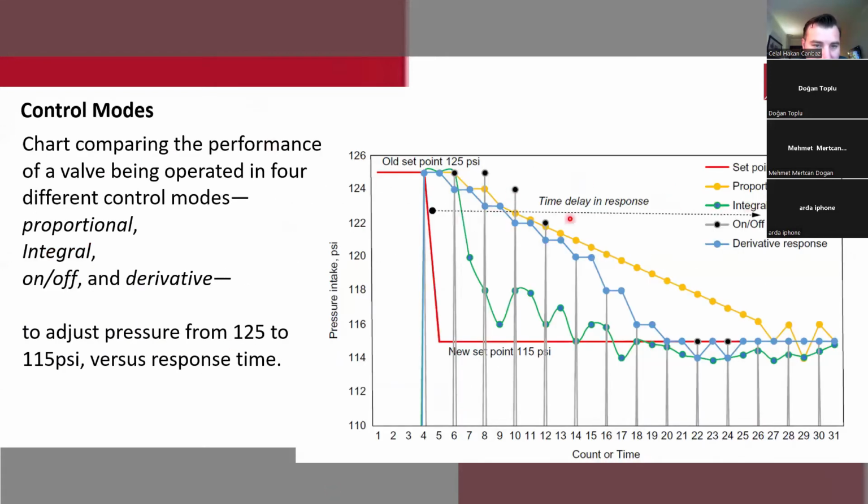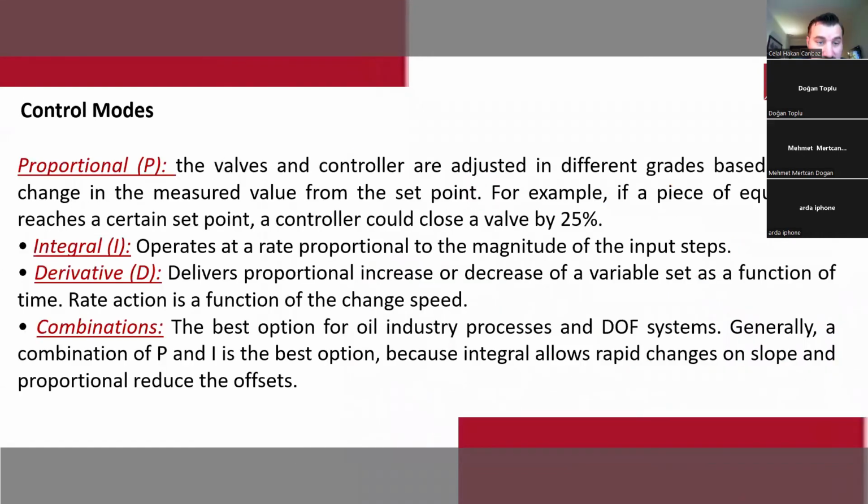When you come here for the proportional, as you can see, the time it takes to reach the new set point is around 27, not even 27. It's reaching it at the 31st, as you can see, maybe once at 27, and then it fluctuates again and then reaches it at the 31st. So it's taking too much time compared with the others.